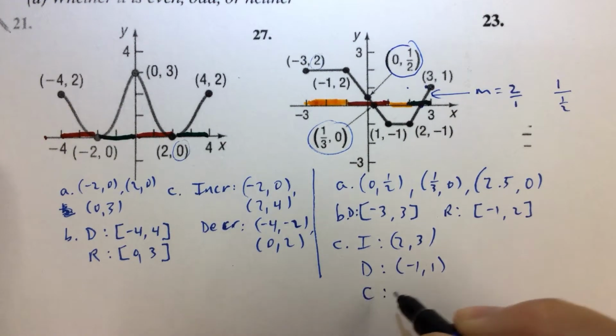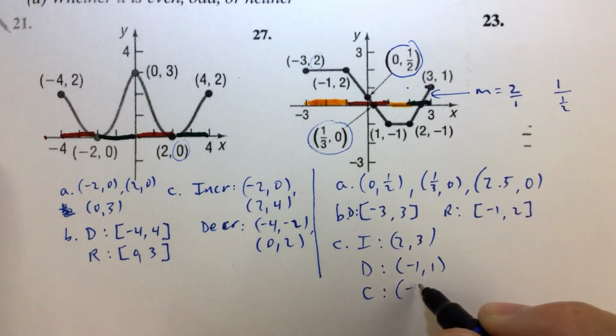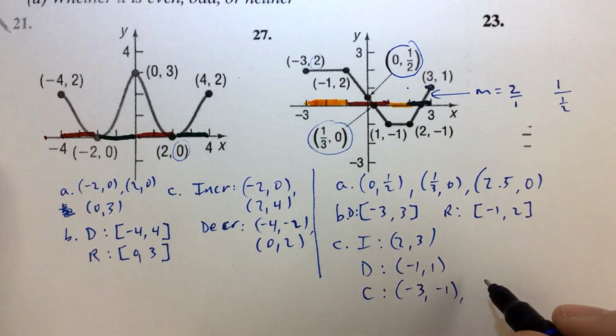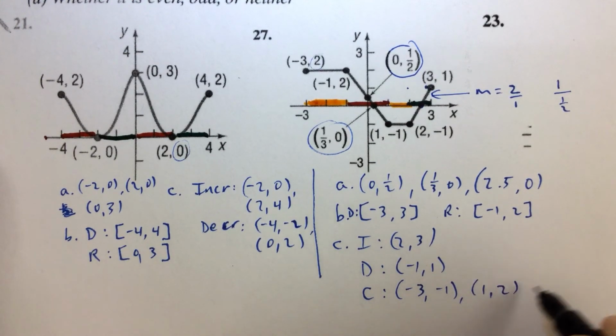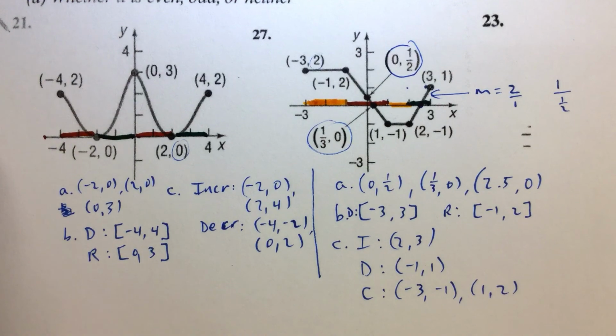And then the constant intervals would be the ones in yellow. So that would be where the function's y values don't change. So from -3 all the way to -1, as well as from 1 to 2. So a little over 5 minutes for that video.